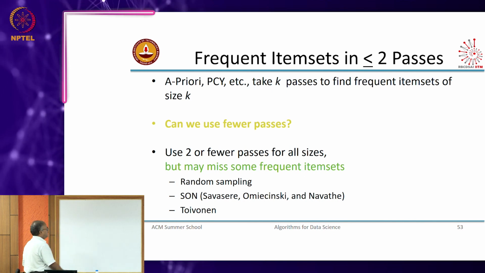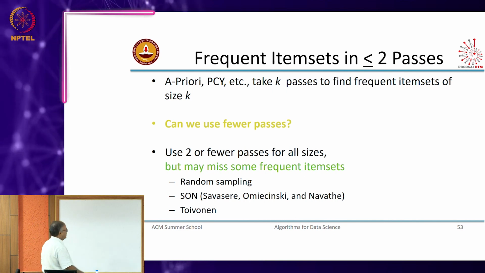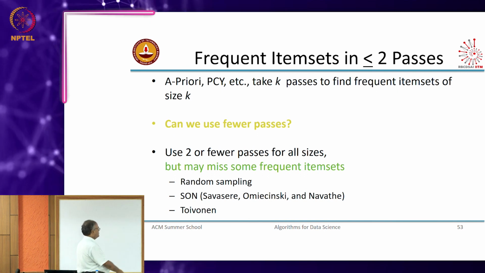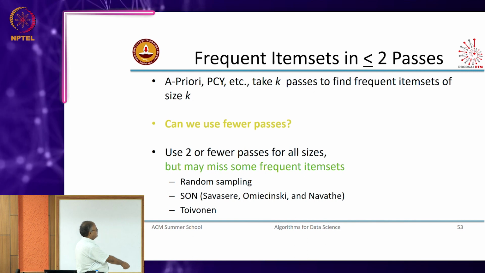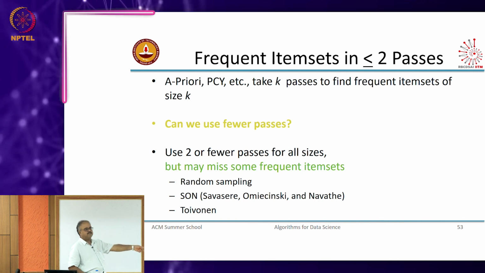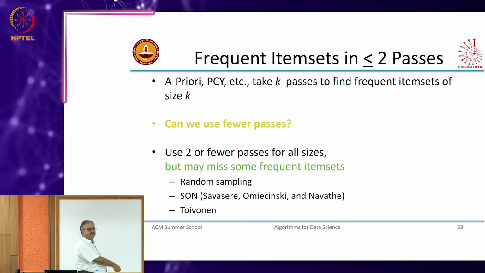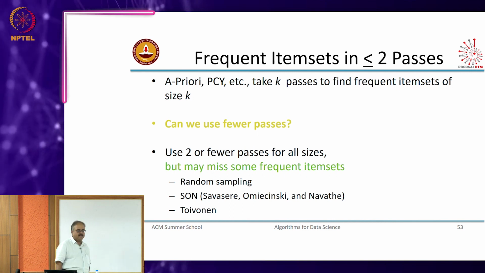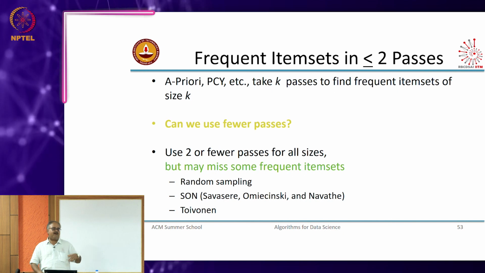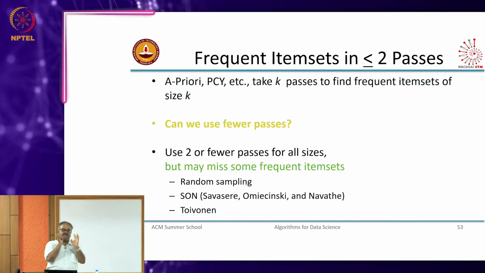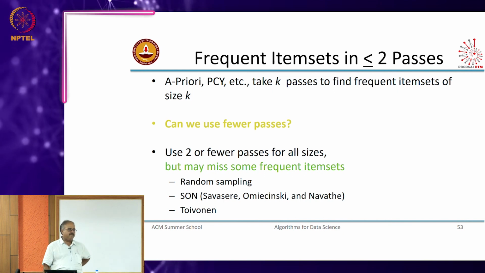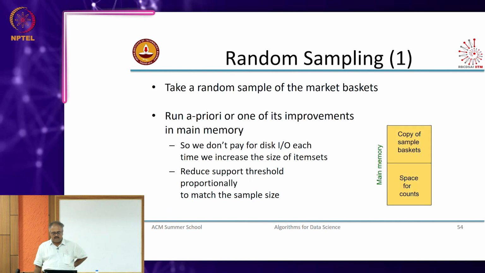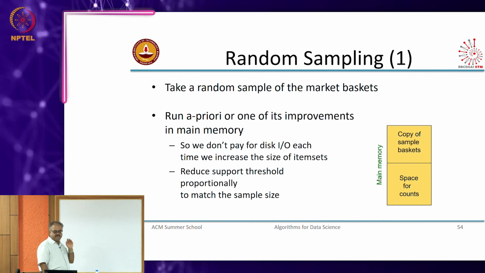We are going to look at 3 things: random sampling, the SON algorithm, and Toivonen, another algorithm. You guys can pronounce the names, right? These are not really the names of the algorithms. They have just taken the names of the people who wrote the papers and named the algorithms after them. So the idea behind random sampling is very easy.